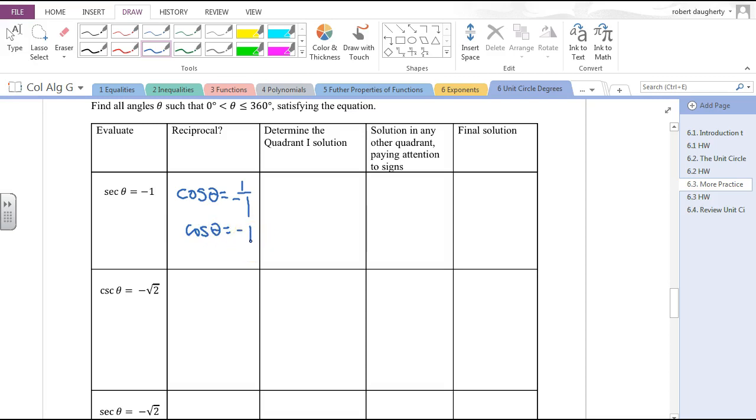Negative 1. What's the definition of cosine? Yeah, so this becomes the question, where is x equal to negative 1? Where does that happen on the unit circle? 180. So this answer is 180 degrees. If it's an angle, it's in degrees.